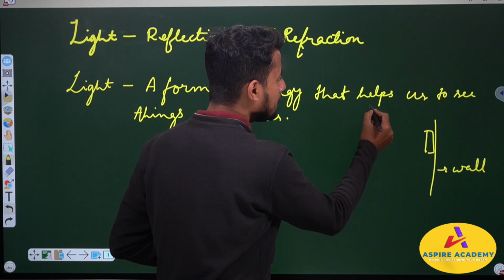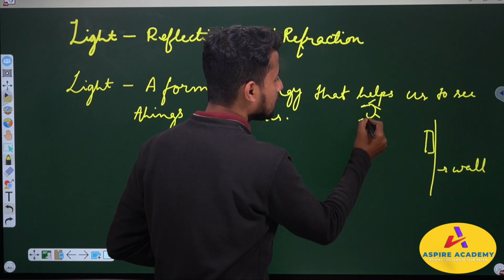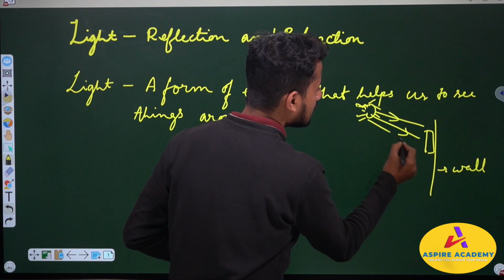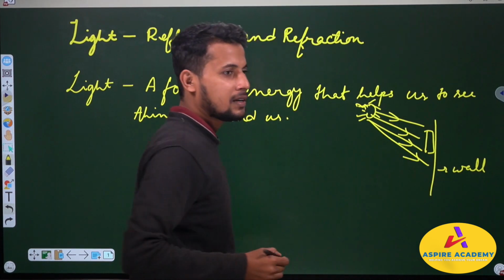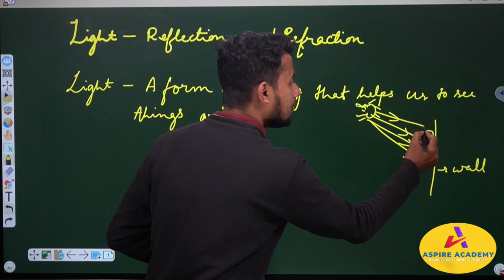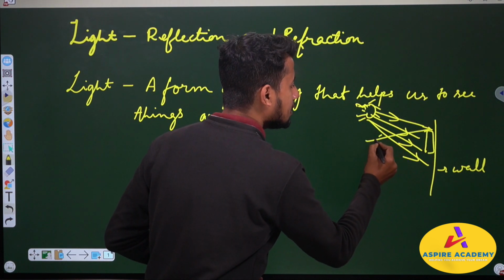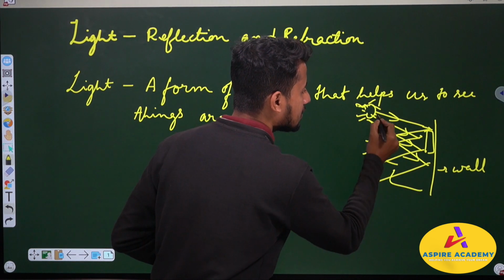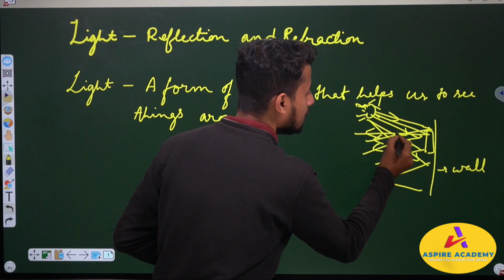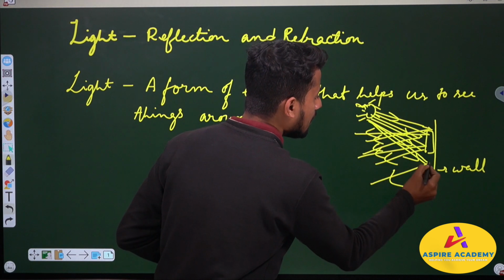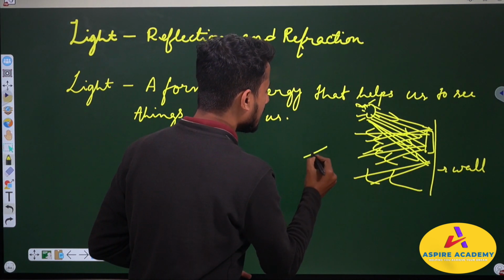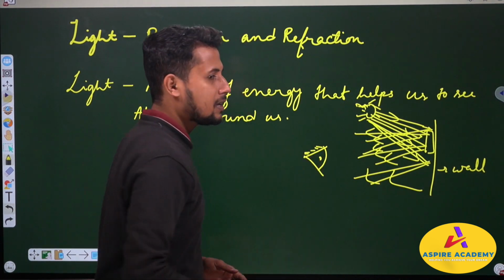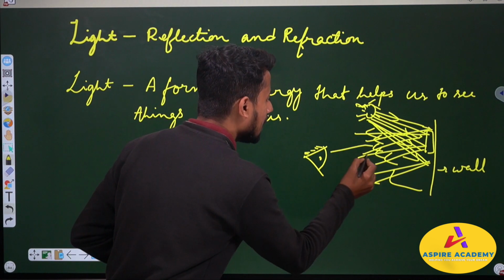Because say you have a source of light here. From this light, rays will go and strike the painting as well as the wall. So what happens? After striking the wall, the light rays will reflect back in various directions. Some of the light rays will reflect back to the observer's eyes.